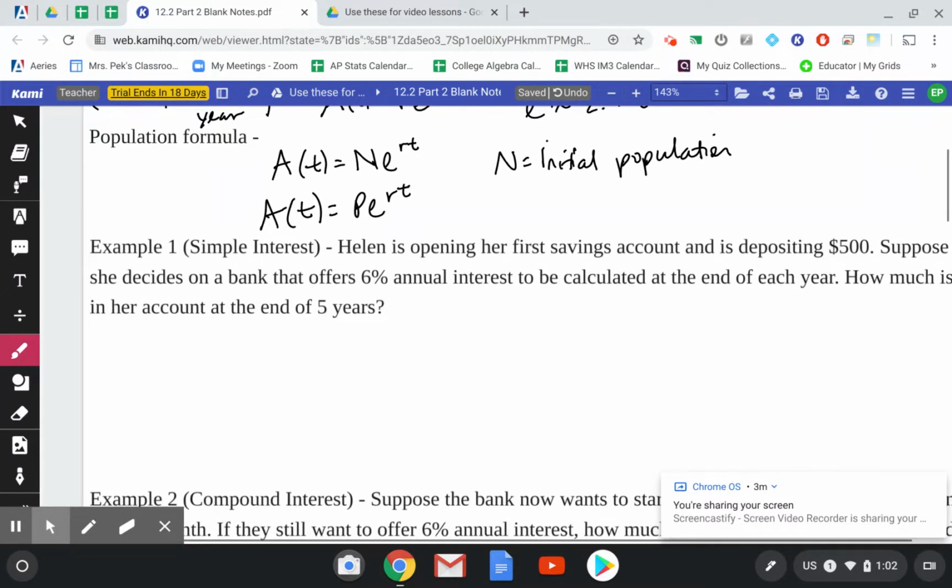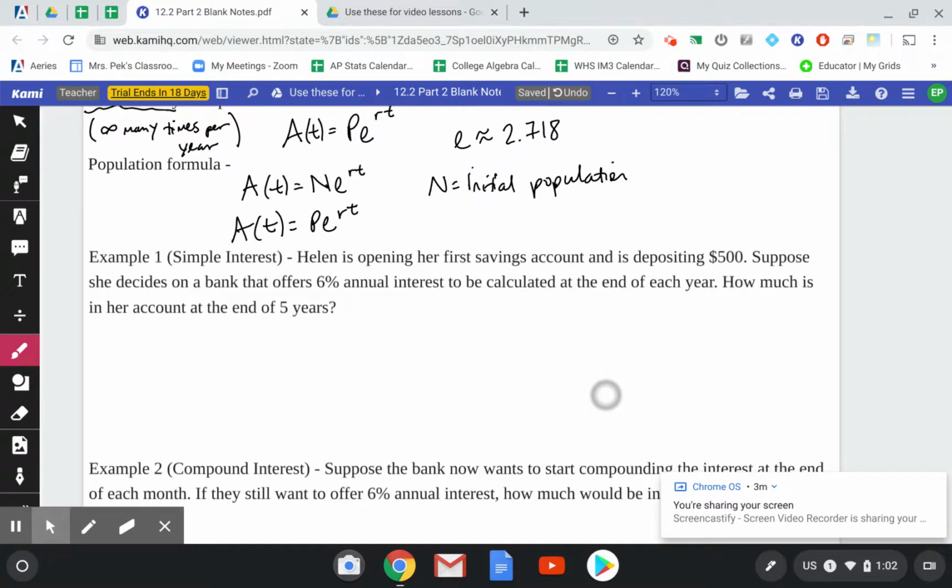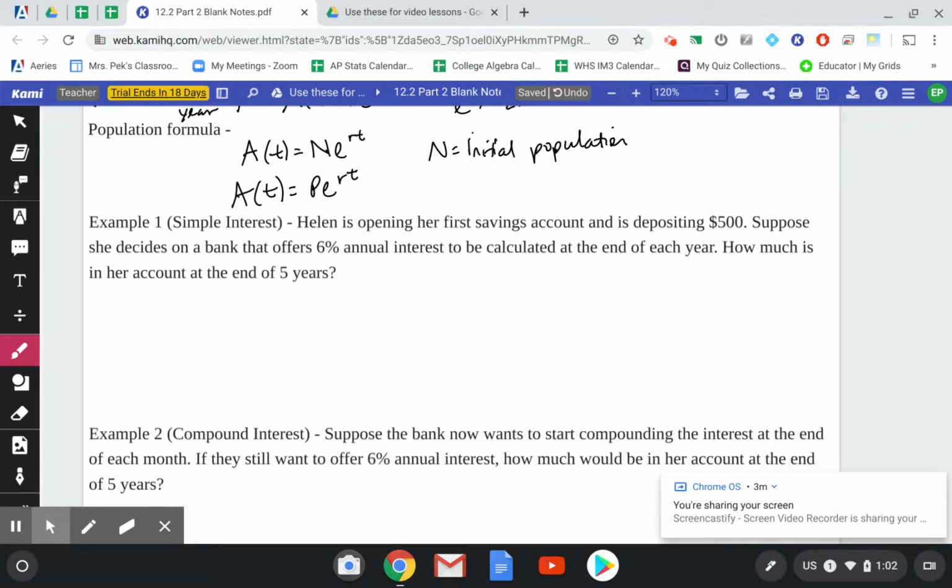All right, let's look at our first example. So we have a simple interest example. Helen is opening her first savings account and is depositing $500. So here's our initial amount. Suppose she decides on a bank that offers 6% annual interest to be calculated at the end of each year. So this is once per year, which makes this simple interest. How much is in her account at the end of 5 years?